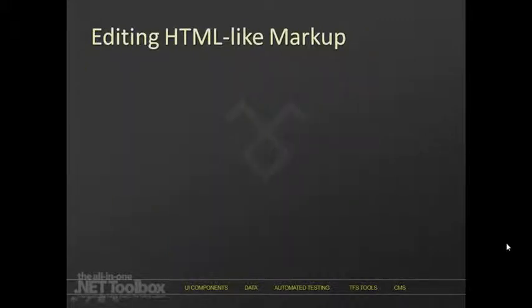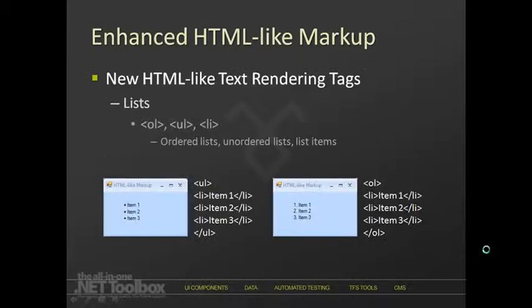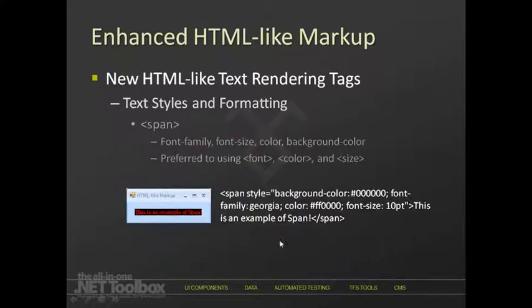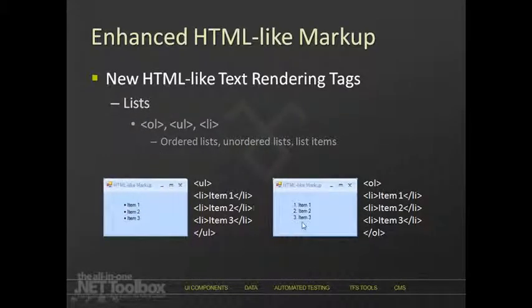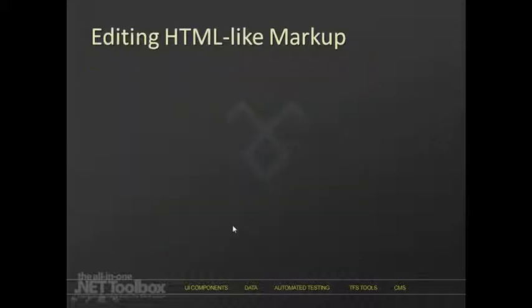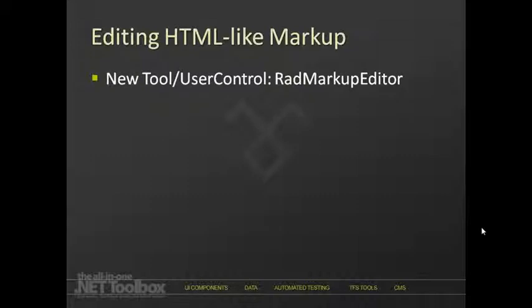So we have all of this new HTML-like markup. So I'm going to go back to the front here. You can see we have all of this new HTML markup we can use. So you can imagine typing all of that by hand, ordered list, unordered list. Having to type all that can be kind of tedious. So we saw a need for something here, and that's why we created the Rad Markup editor, so that you don't have to go and type all of that HTML markup yourself.